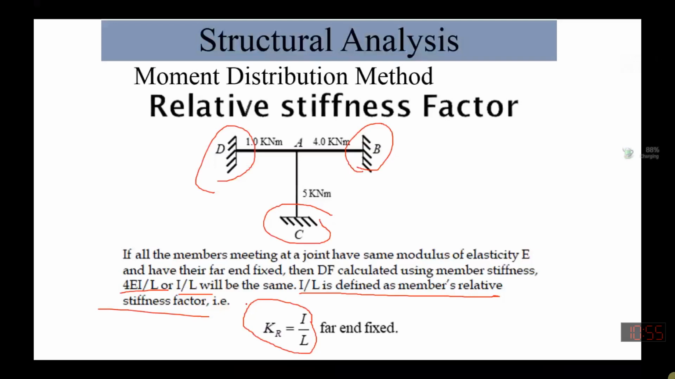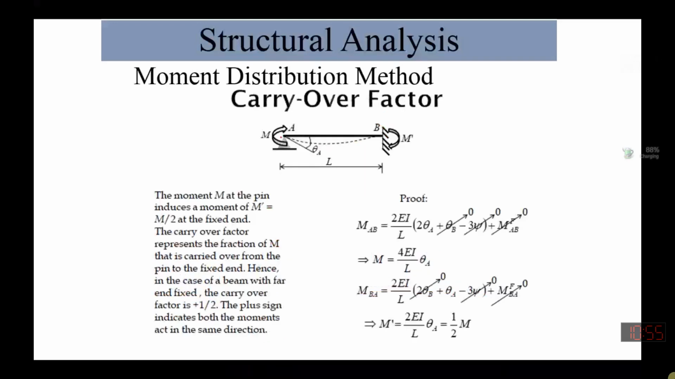Then comes the carryover factor. This is the second, most important term we should remember for this methodology of the moment distribution method. The carryover factor is a factor through which moment is carried over from one end of the span to the other end of the span. This is the pure definition, you should remember that. How much moment can be carried over from one end of the beam, or one end of the panel, to the other end, the far end of the panel?